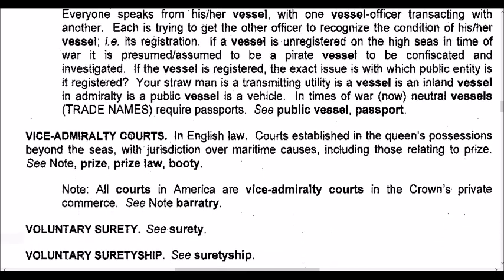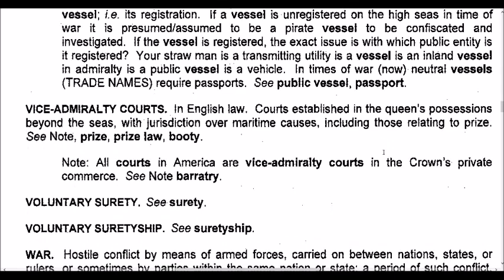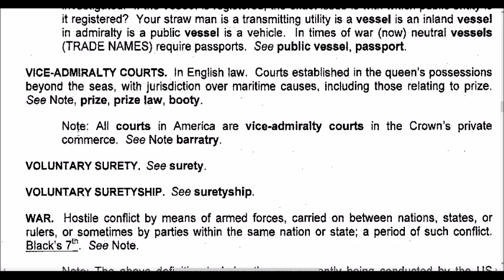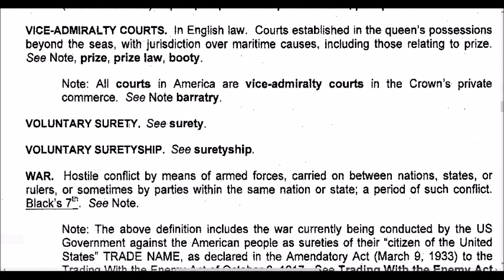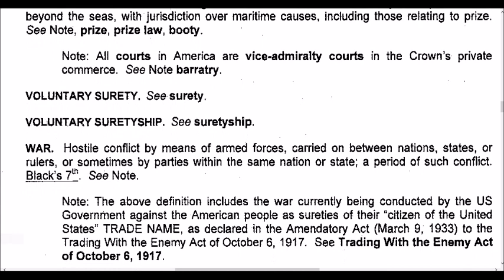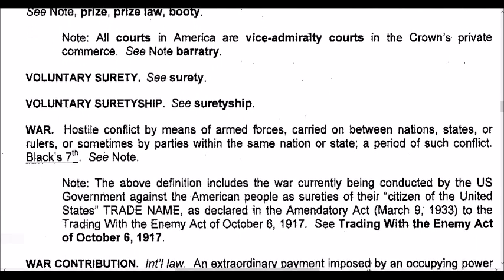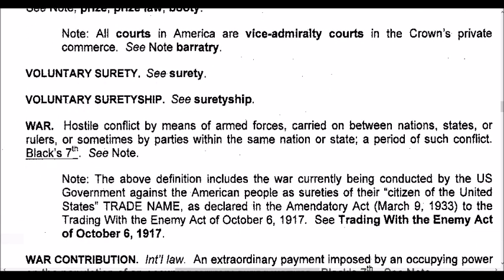Vice Admiralty courts in English law: courts established in the Queen's possession beyond the seas, with jurisdiction over the maritime causes, including those relating to prize. Note, all courts in America are Vice Admiralty courts in the Crown's private commerce. Voluntary surety, see surety. Voluntary suretyship, see suretyship. Moving on to the W's in the glossary.